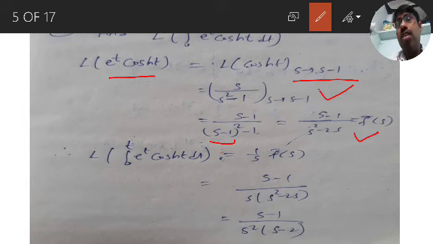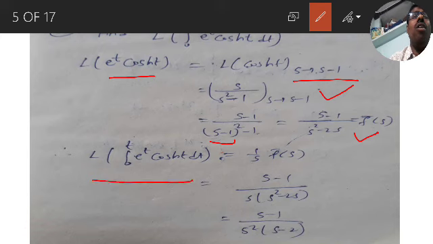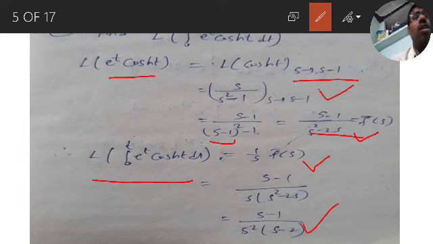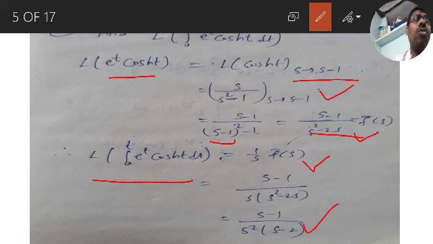Now integration: the Laplace transform of the integral from 0 to t of e power t cos ht dt is 1 by s into f bar of s. We got f bar of s, just substitute here and you get the answer. What is that? (s minus 1) by (s square minus s minus 2). Here we took s common, that's why s into s square.